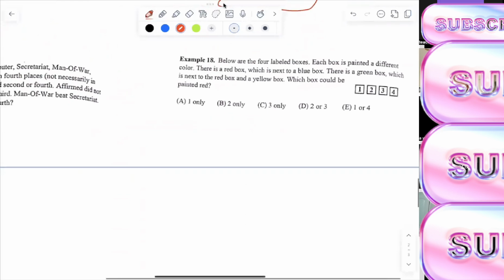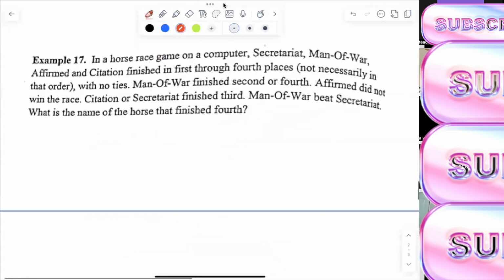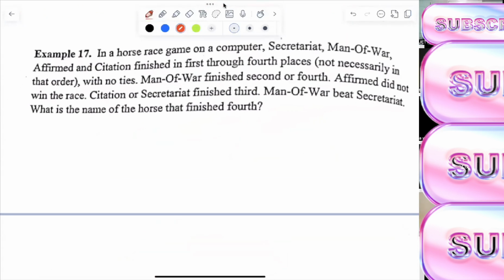Okay? Let's go on to problem 17. In a horse race game on a computer, Secretariat, Man of War, Affirmed, and Citation finished in first through fourth place, not necessarily in that order, with no ties. Man of War finished second or fourth. Affirmed did not win the race. Citation or Secretariat finished third. Man of War beat Secretariat. What is the name of the horse that finished fourth?